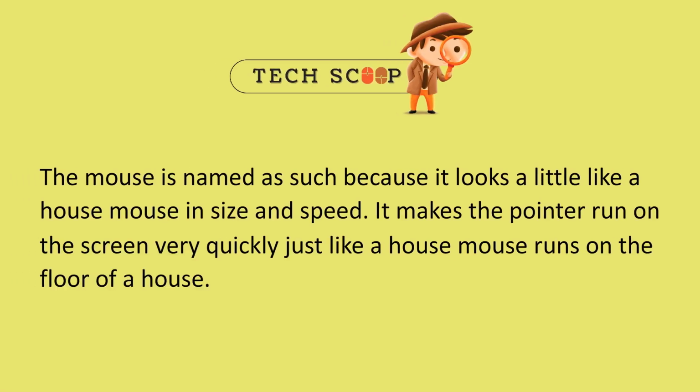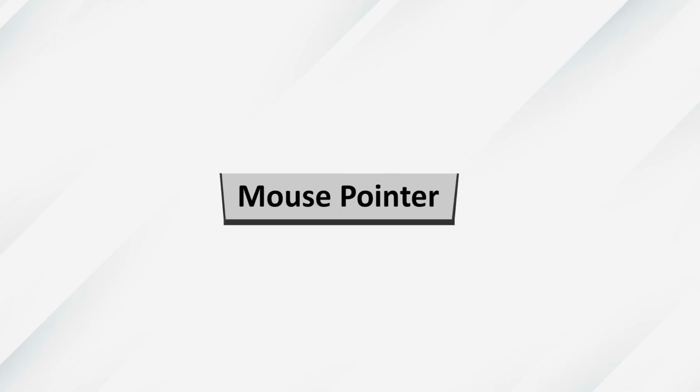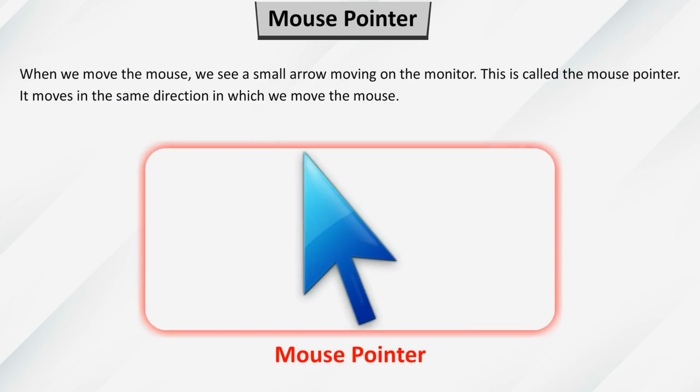Scoop. The mouse is named as such because it looks a little like a house mouse in size and speed. It makes the pointer run on the screen very quickly, just like a house mouse runs on the floor of a house. Latest mouse devices.